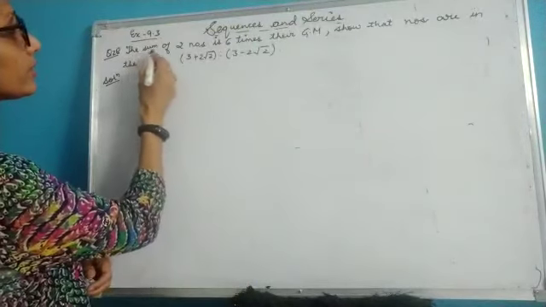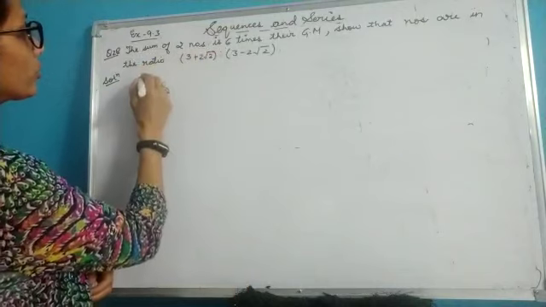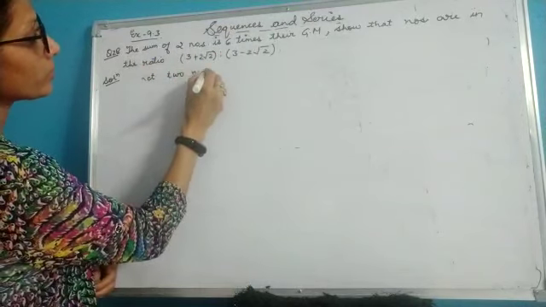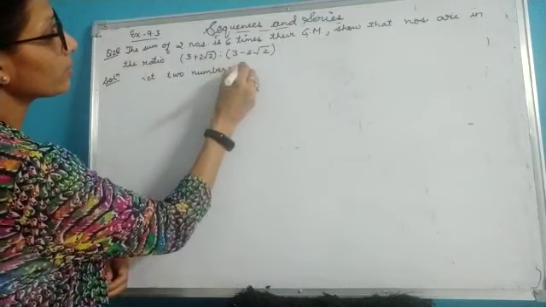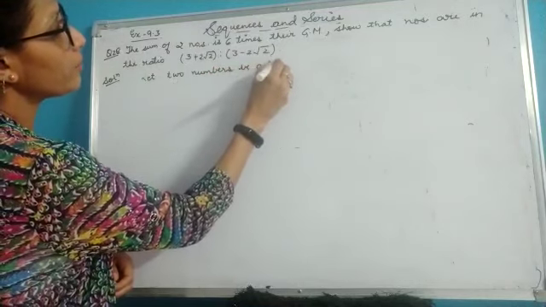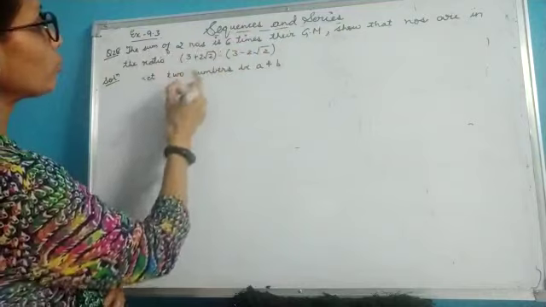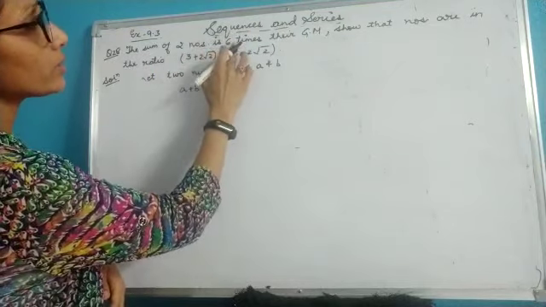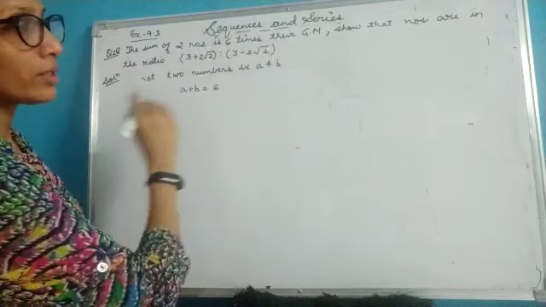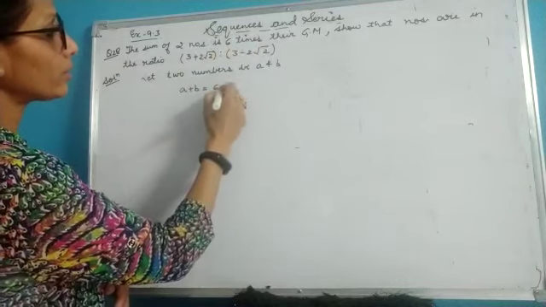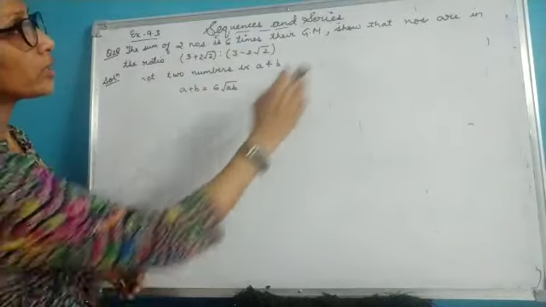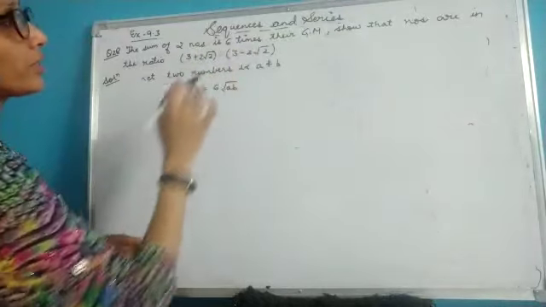Here it is given the sum of two numbers. So let two numbers be a and b. The sum of two numbers is 6 times their geometric mean. So geometric mean is root ab. So this is the given thing to you. Now show that numbers are in the ratio this.